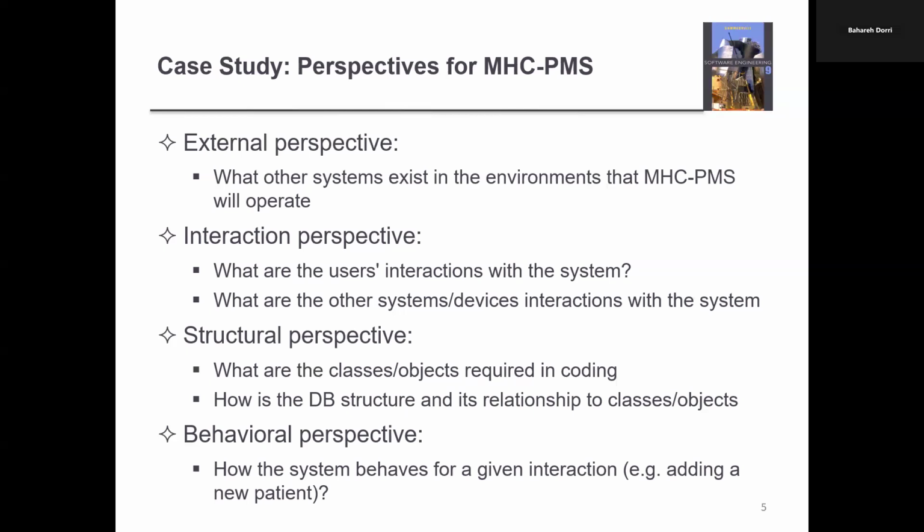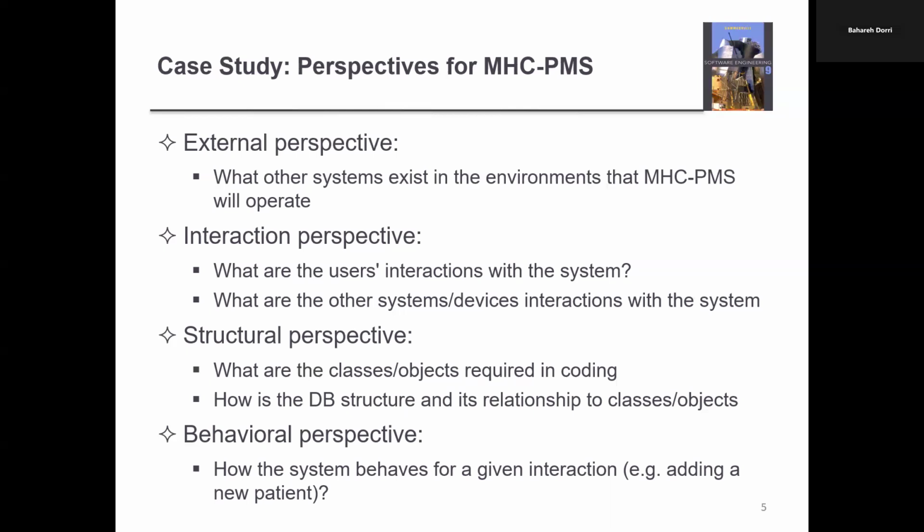Next is the interaction perspective. Here, we are looking at how users interact with the system. So we might ask, what does the doctor or receptionist do in the system? How do they enter patient data or view reports? Also, don't forget about other systems. Maybe there is a lab system that sends test results to MHCPMS. All of these are interaction points we need to model.